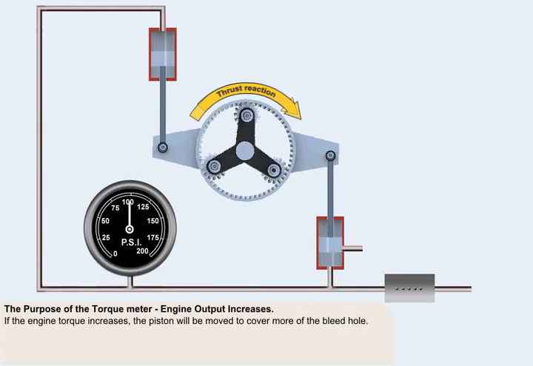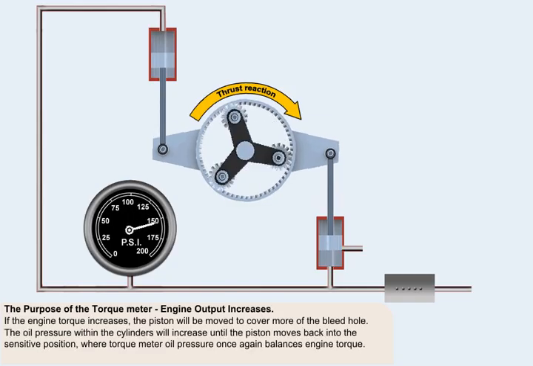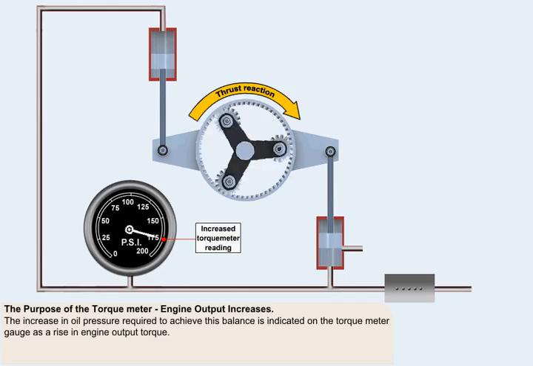If the engine torque increases, the piston will be driven, by rotation of the stationary ring gear, to cover more of the bleed hole. This will cause the oil pressure within the cylinders to increase until the piston moves back into the sensitive position, where torque meter oil pressure once again balances engine torque. The increase in oil pressure required to achieve this balance is indicated on the torque meter gauge as a rise in engine output torque.